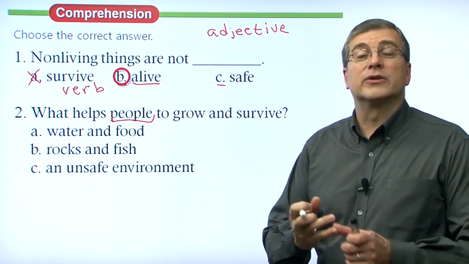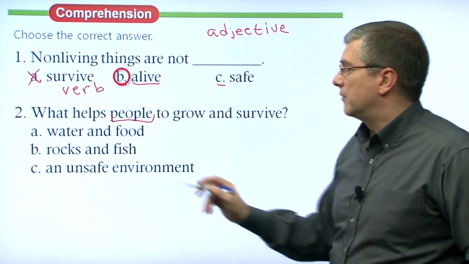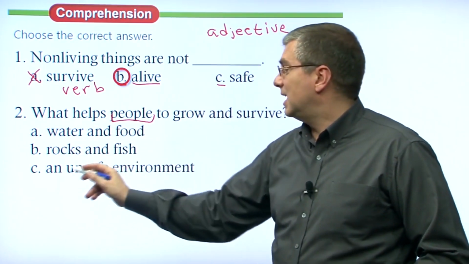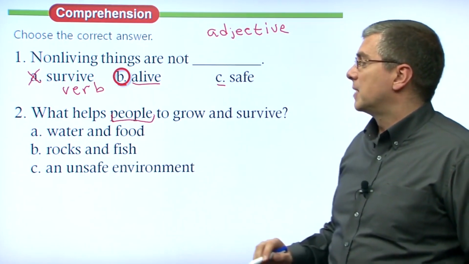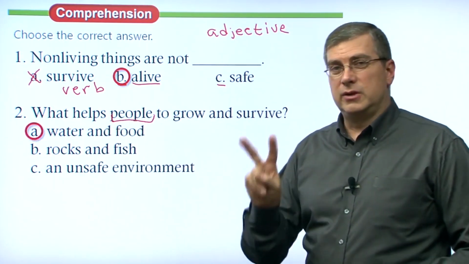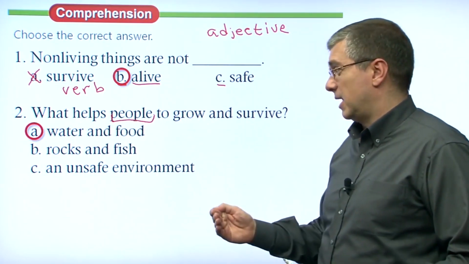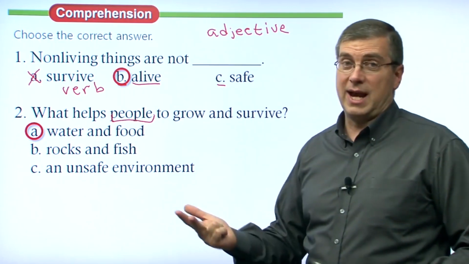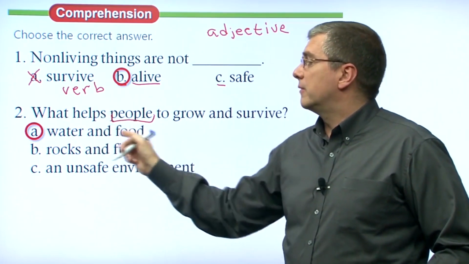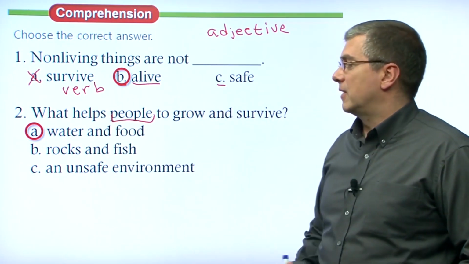And not just people, but also animals and plants, all living things. What helps them grow and survive? A, water and food. B, rocks and fish. C, an unsafe environment. Well, of course, we learned already that water and food are two of the things that all living things need to grow and to survive. Water and food, and of course air, but that's not there. We don't need to. We're just looking at what helps. Two of the three is enough. So water and food helps people to grow and to survive.